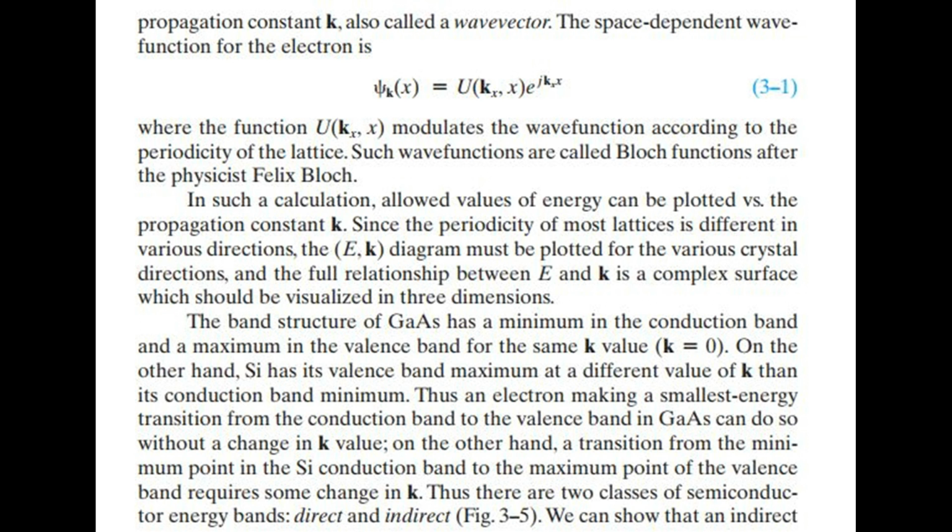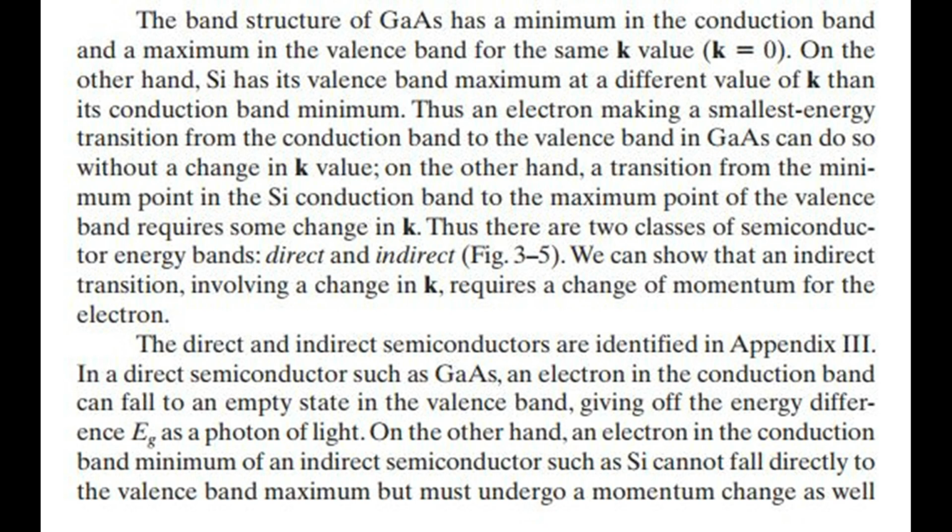We can show that an indirect transition, involving a change in K, requires a change of momentum for the electron. The direct and indirect semiconductors are identified in Appendix 3. In a direct semiconductor such as gallium arsenide, an electron in the conduction band can fall to an empty state in the valence band, giving off the energy difference, e.g., as a photon of light.